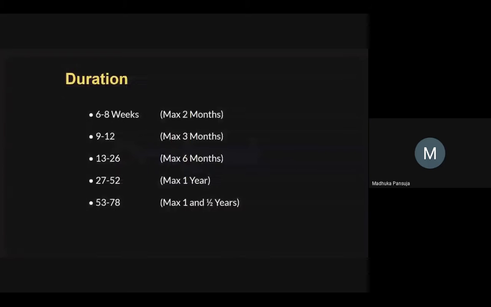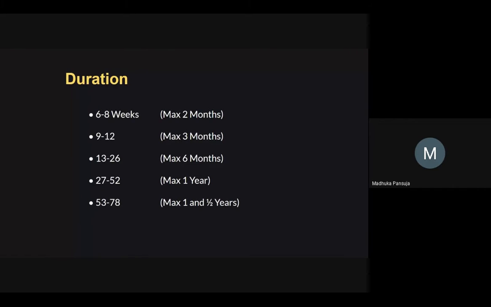We can't describe the whole contract in one session because it's a big contract and there are many clauses, so I'll give you a basic idea about the contract. The first thing that I'm going to explain is the duration. There are 6 categories in the duration. They have separated the duration into 6 categories.